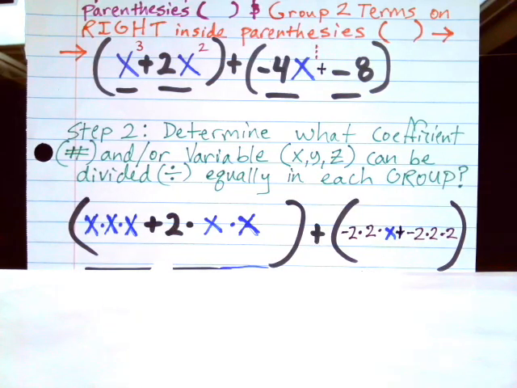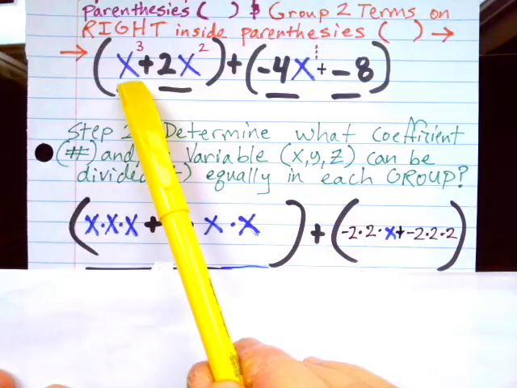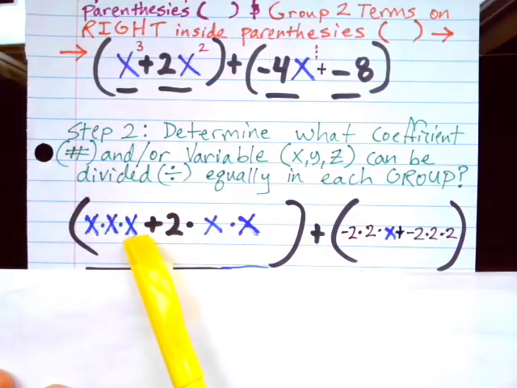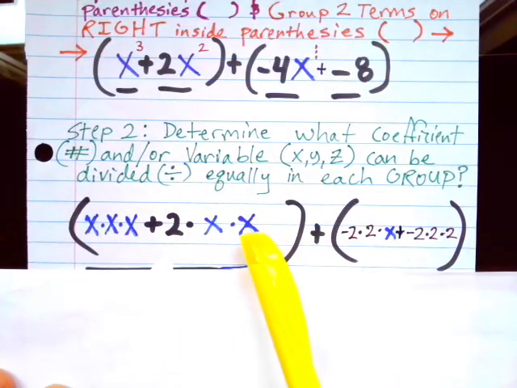So again, I just spotted a mistake. I'm going to be moving on. Mistakes are golden. They help you learn like nothing else will. All right. With these terms here, I know x cubed is x times x times x plus 2x squared is 2 times x times x.